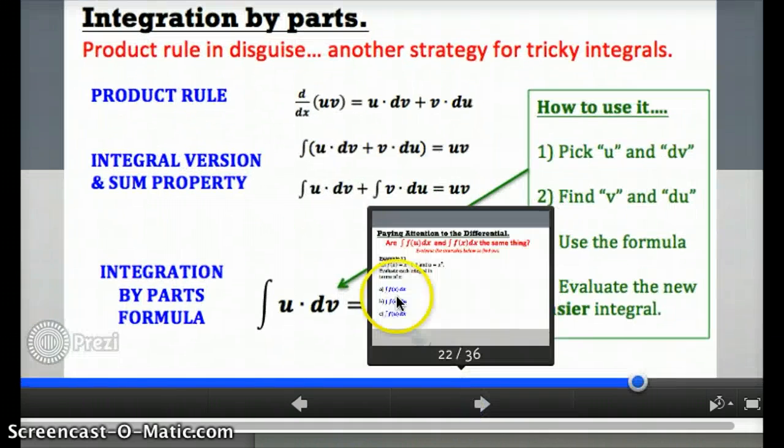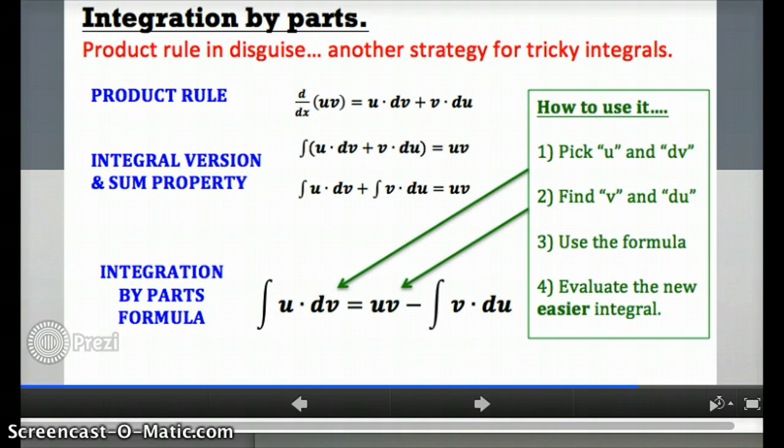At its core, integration by parts is actually just the product rule, but we're putting it in disguise, looking at it from an integral perspective instead of a derivative perspective. Let me show you where it comes from, and then I'll show you how to use it. On this line, you can see the product rule. This is just the normal product rule that you're used to.